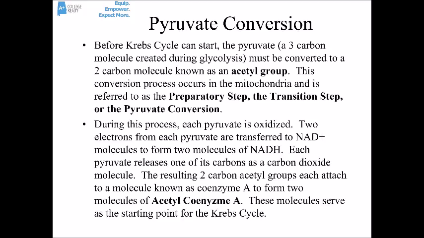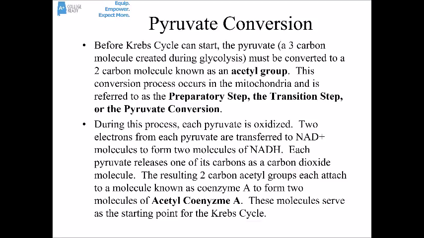Now, we said a second ago that step 1 of aerobic respiration is glycolysis, and step 2 is the Krebs cycle or the citric acid cycle. But in between those two steps is a short part of the process that's referred to as the pyruvate conversion. You might also hear it called the preparatory step or the transition step. Before Krebs cycle can start, the pyruvate, which is a 3-carbon molecule, has to be converted to a 2-carbon molecule called an acetyl group. This process occurs in the mitochondria.